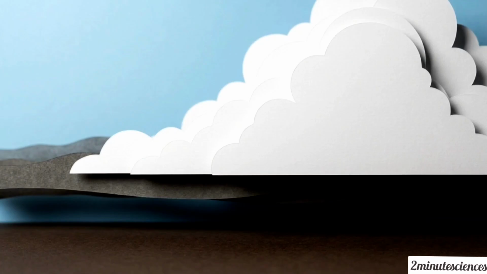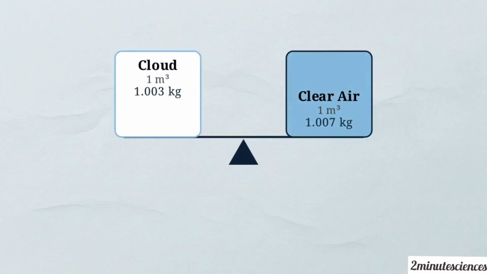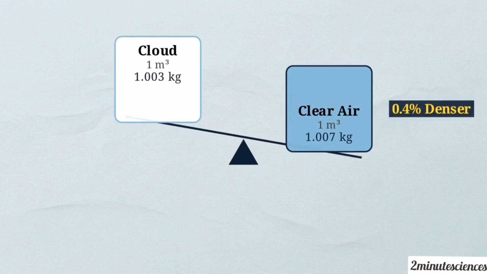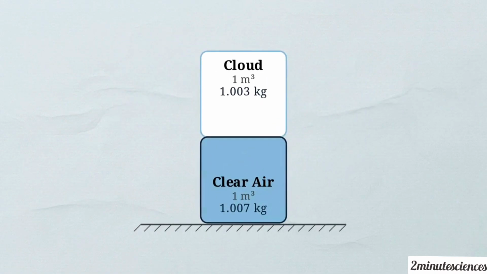This leads back to the central problem. Gravity pulls on a 1,000,000-ton cloud with the same intensity it pulls on anything else. The cloud remains airborne because of relative density. Its ability to float depends entirely on how its weight compares to the weight of the air around it. The surrounding air is roughly 0.4% denser.